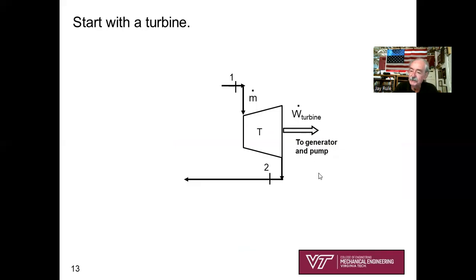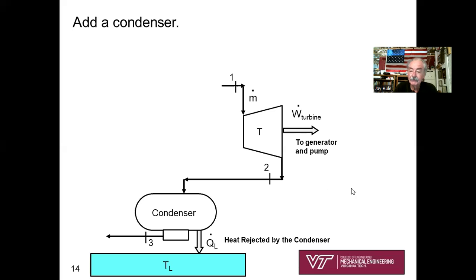That should look familiar to you because you've had a turbine problem, steady state, steady flow, one inlet and one outlet, recently in chapter 4. There's my sketch. The next thing I'm going to do is at state 2, I'm going to add a condenser. That's a heat exchanger that's exchanging heat with a low temperature reservoir. And we're condensing the steam, the low pressure steam at state 2 back to saturated liquid water, state 3. So I've got steady state, steady flow, one inlet, one outlet.